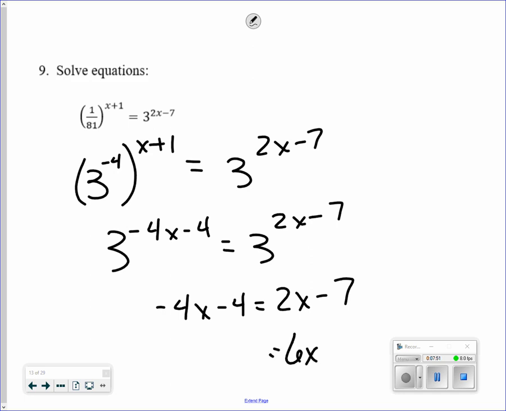Solving now using some algebra skills. I'm going to add 4x and get 6x. I'm going to add and get 3. Divide by 6. I get x to equal 1/2.